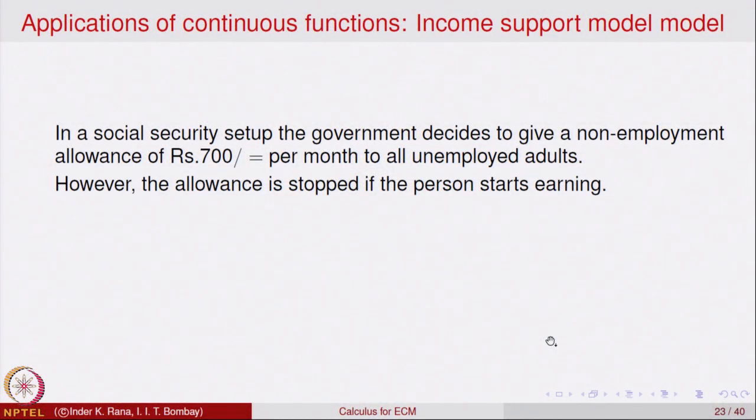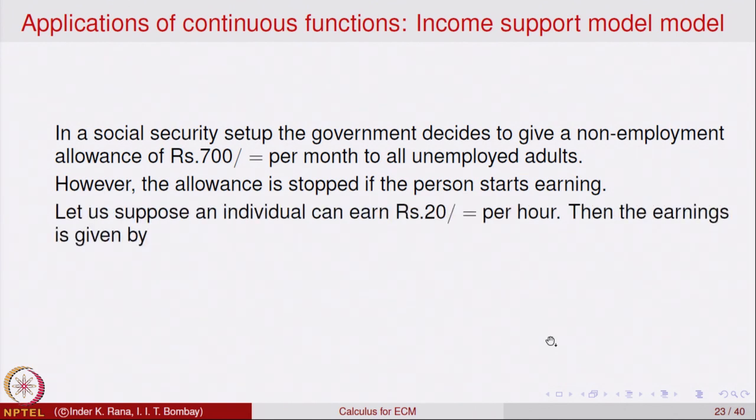Let us see what is happening in this scenario. However, the government says if that is the case, then nobody will be working. So, the allowance is stopped if the person starts earning. Either you just feel happy in your life and take 700 rupees, or you start working and then the allowance will stop. So, what is happening in this case? Let us suppose an individual can earn 20 rupees per hour.